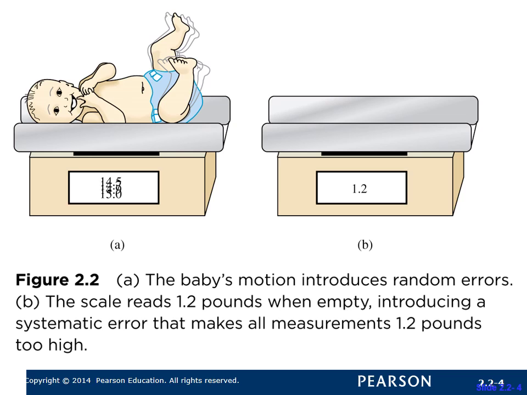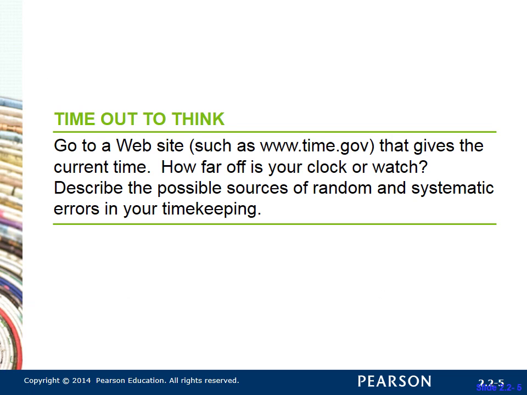Conversely, the scale, you find out later, reads 1.2 pounds when it's empty. Hence, that's going to be a systematic error, because everything that's weighed on there is going to be exactly 1.2 pounds off from what it should have been, too high. So you can adjust for that systematic error by just taking all the measurements you took that day and subtracting 1.2. That way you know that systematically everything was the same. So random, you can't predict it. Systematic, it happens exactly the same every time.